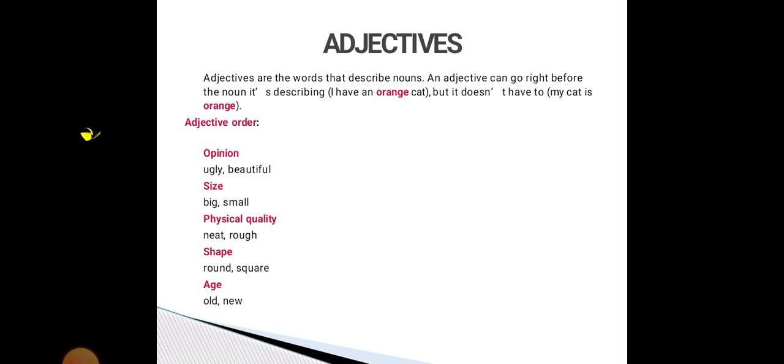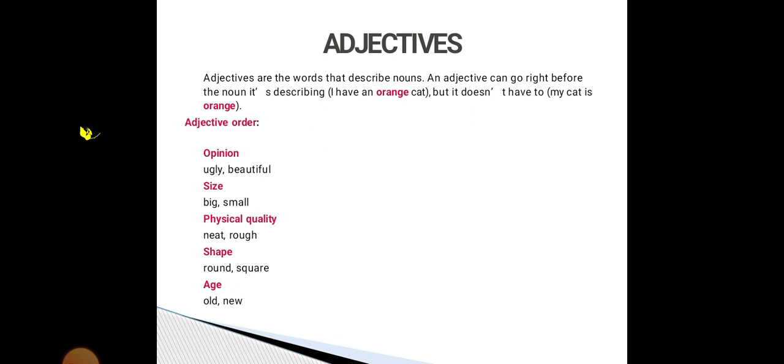Adjectives are the words that describe a noun. An adjective can go right before the noun it is describing, for example, I have an orange cat. But it does not have to, isn't it? So my cat is orange. One of the most important things to learn about adjectives is the adjective order. Most native speakers will naturally say a list of adjectives in a particular order.